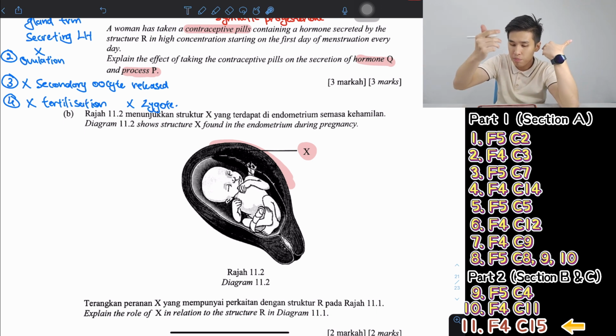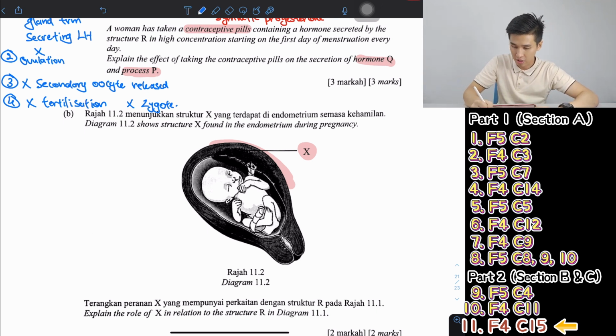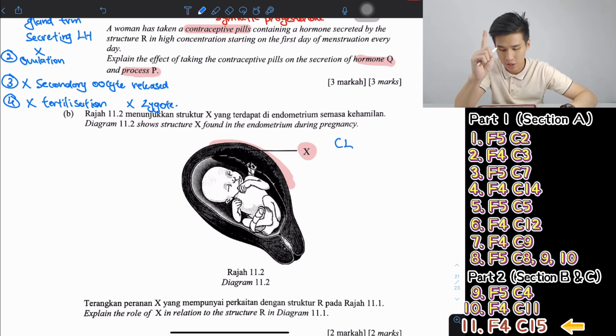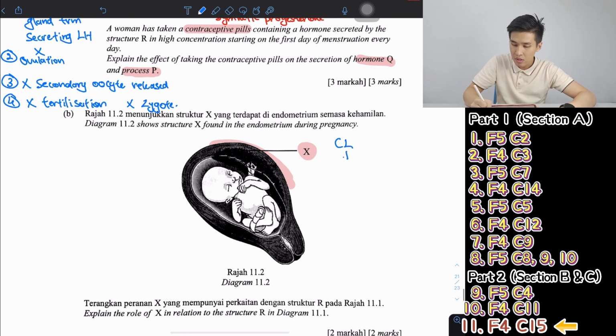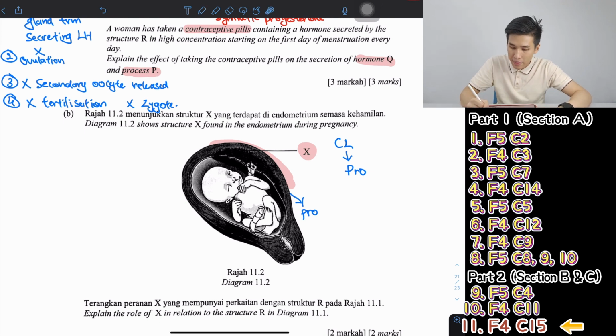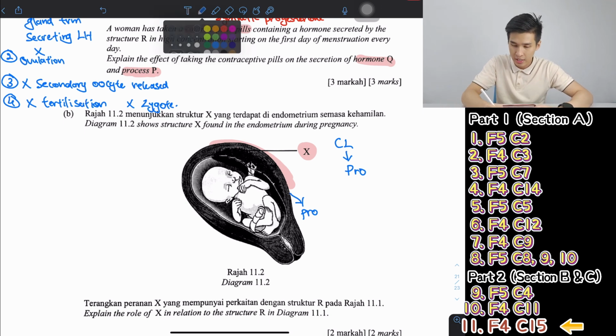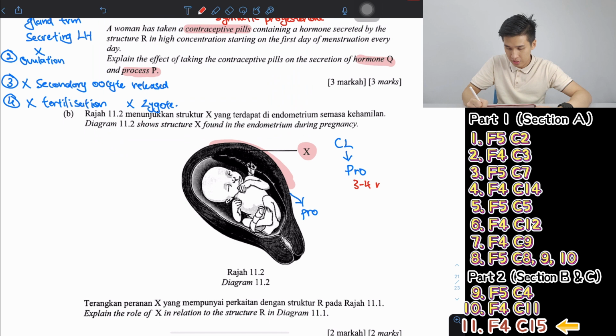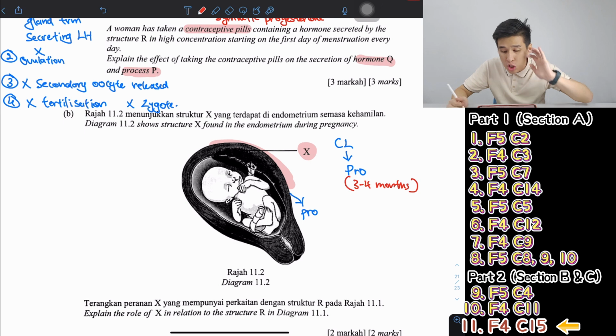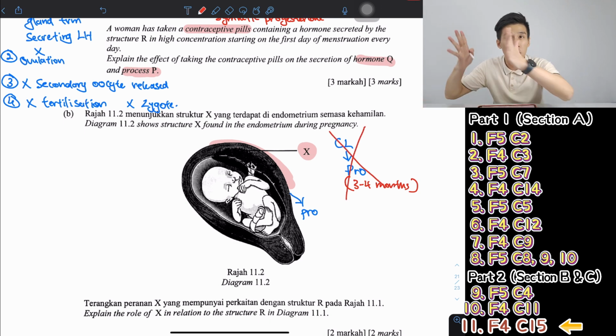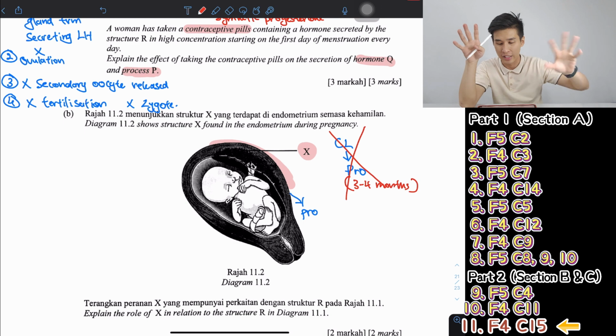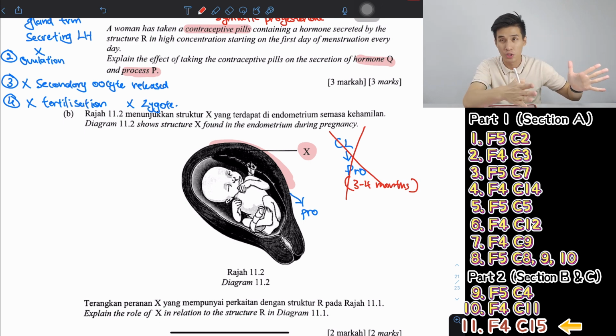But if they ask the relationship between the placenta and the corpus luteum, both of these have one similar function, which is that both of them secrete progesterone. This one can also secrete progesterone. But the corpus luteum only secretes progesterone during the first 3 to 4 months of pregnancy. After 3 to 4 months, the corpus luteum will eventually degenerate. But it cannot degenerate too early, because in the first part of pregnancy I need the progesterone to form the endometrium.